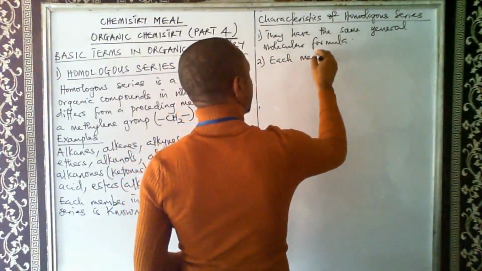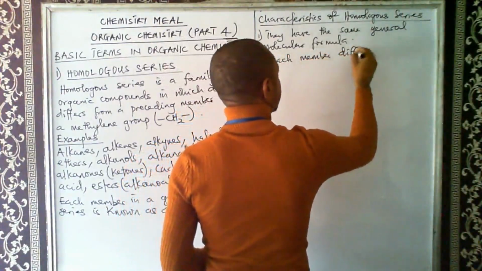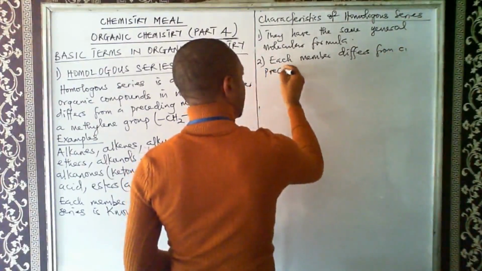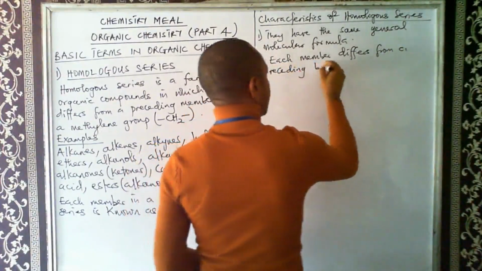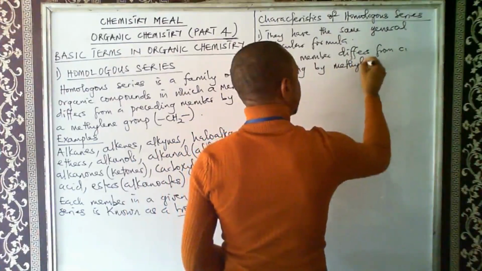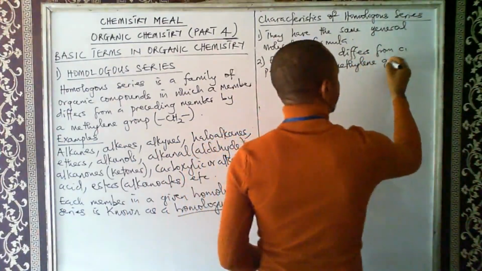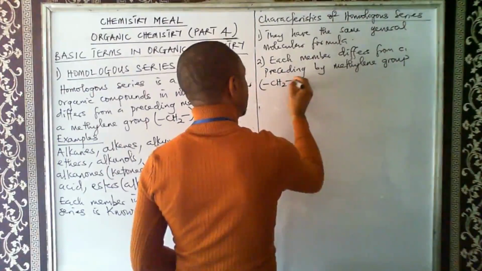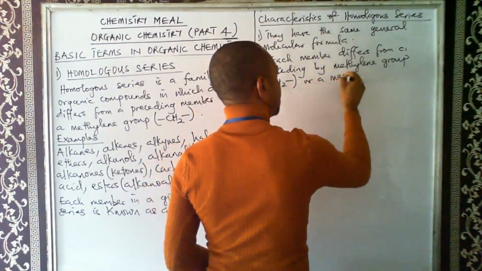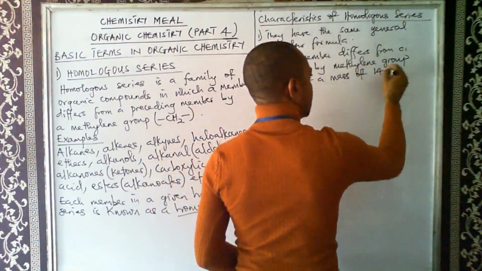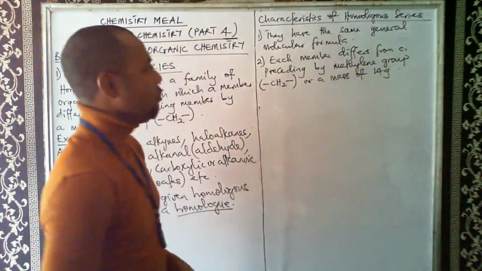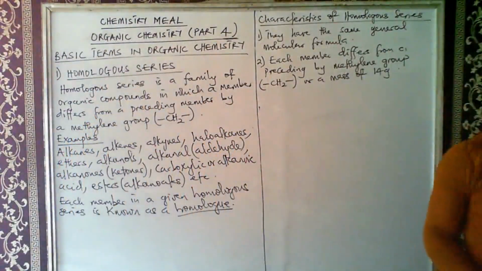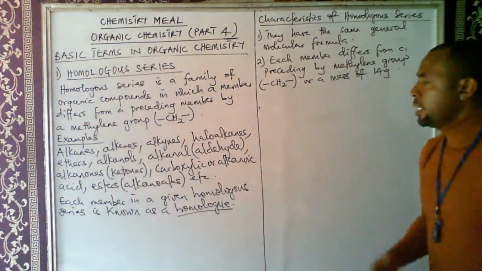Okay. Number 2, each member differs from a preceding member by a methylene group, which is this, or a mass of 14 grams. So each member differs from a preceding member by a methylene group.